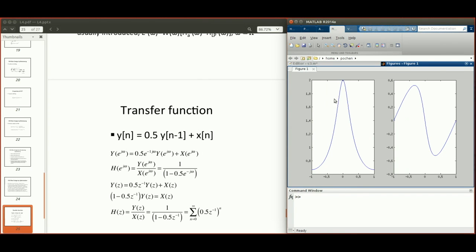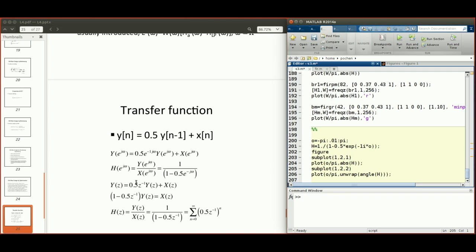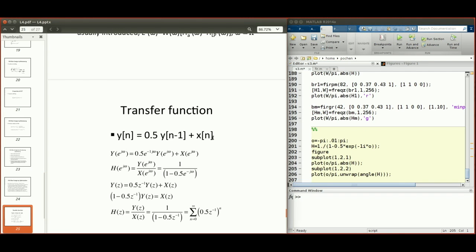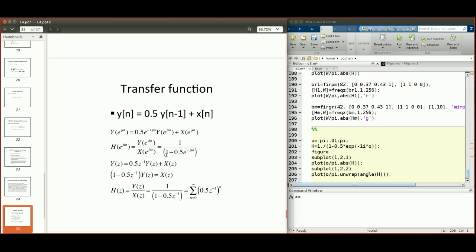If we look at the shape of the amplitude in terms of the normalized frequency, it's actually a typical low-pass filter, with some kind of phase angle in the pass band. So basically this is a low-pass filter, but it's a recursive low-pass filter, because it's using not just the input signal itself, but also the output signal at previous time steps. So it's a recursive filter, but nevertheless, it's a low-pass filter.